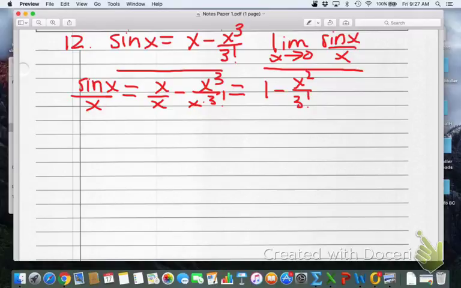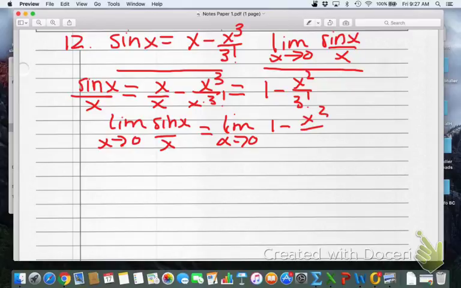3 factorial. All right, so now let's take the limit of both sides. Limit as x approaches 0 of sine x over x equals the limit as x approaches 0 of 1 minus x squared over 3 factorial. Well, this term is going to go to 0, so then that answer is going to be 1, which is all a familiar function, but this is a way to prove, once you construct that Taylor polynomial, it's another way to prove that the limit of sine x over x as x approaches 0 is 1.